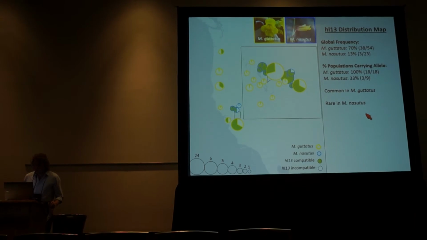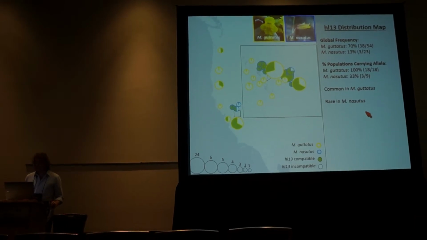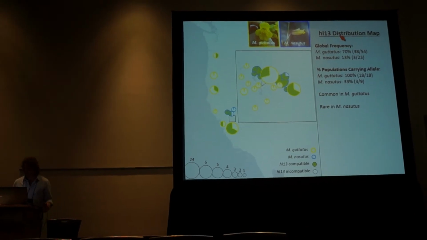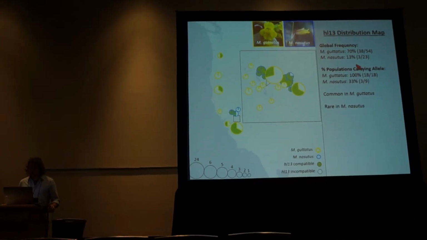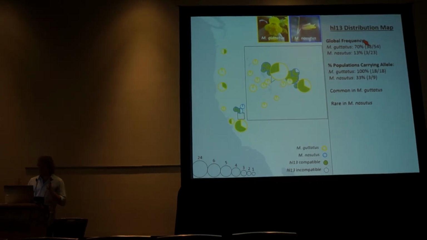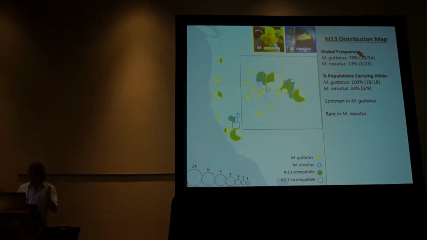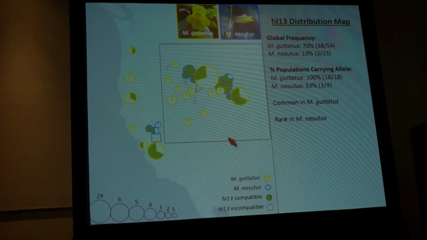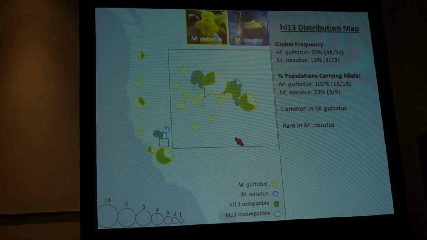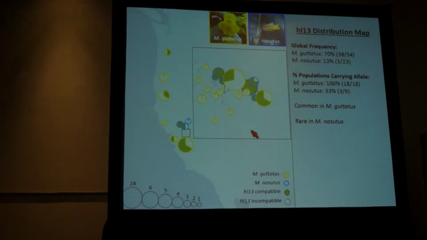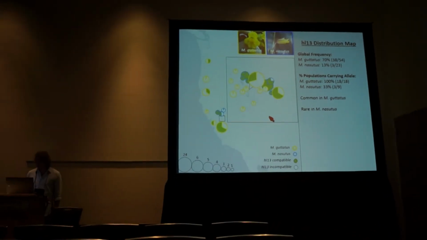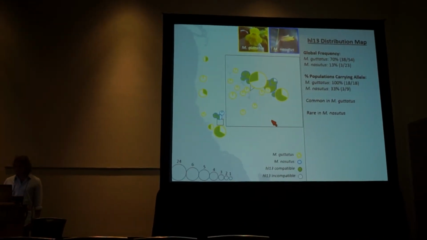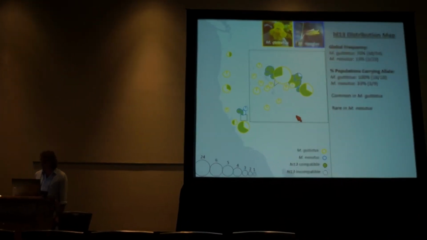Here is a map of allele frequencies for hybrid lethal 13, the Guttatus component, what we found to be the Guttatus component. And over here are the global frequencies of hybrid lethal 13 in Guttatus and Nasutus. Every circle represents a population. Circles that are yellow are Guttatus, blue-wrapped circles are Nasutus, white equals an incompatibility allele, and green shading equals a compatible version of that allele.